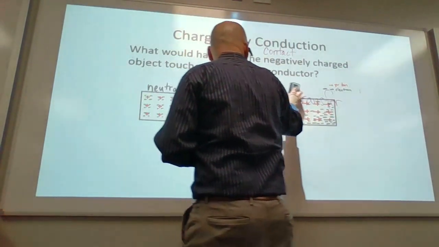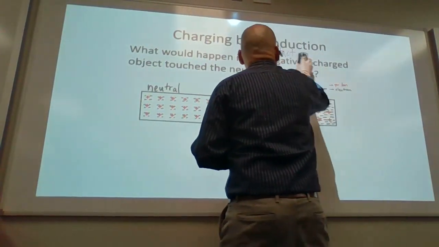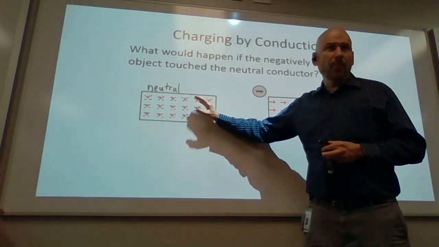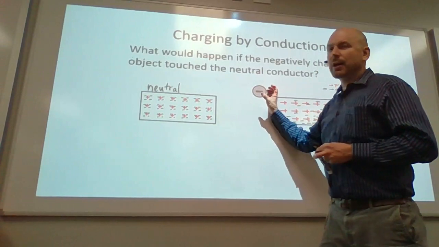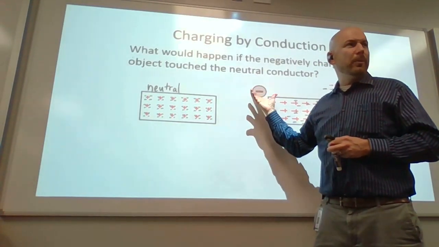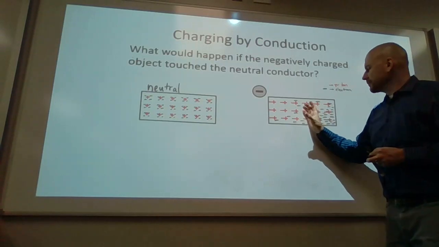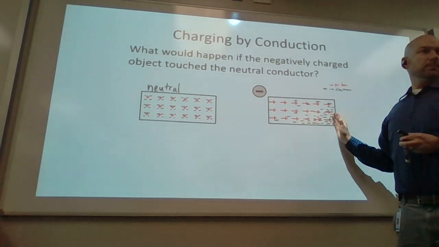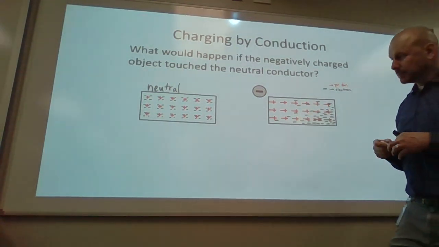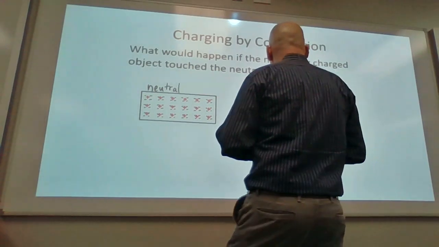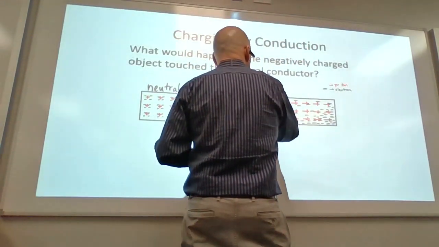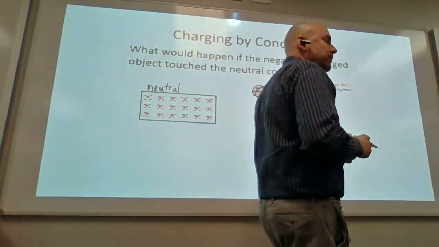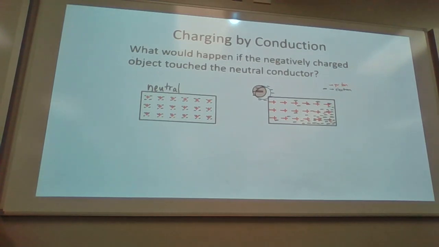So here is an example. We have our neutral piece of metal. We bring a negatively charged object, not an electron, but like a bowling ball, near it. Electrons polarize, run to the far side. Now, if we take this negatively charged object and we bring it to the point of touching, this allows electrons to transfer.